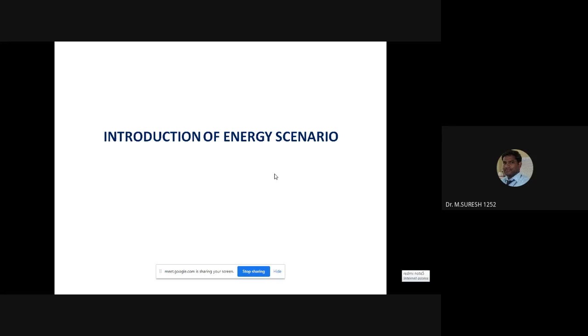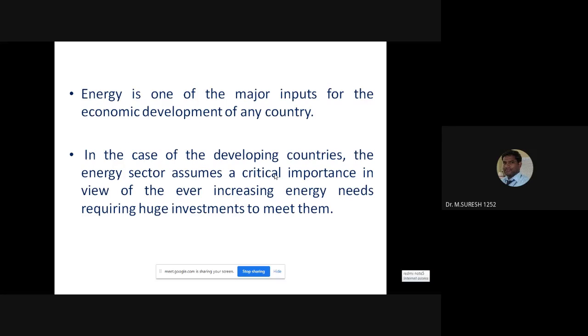Then what do we mean by energy? Energy is one of the major inputs for the economic development of any country, either developing or already developed. In developing countries, the energy sector assumes a critical importance in view of ever increasing energy needs, requiring huge investment to meet them. Already I explained the first law of thermodynamics: energy can be created, not destroyed. According to this law, we have to focus on non-conventional energy sources.